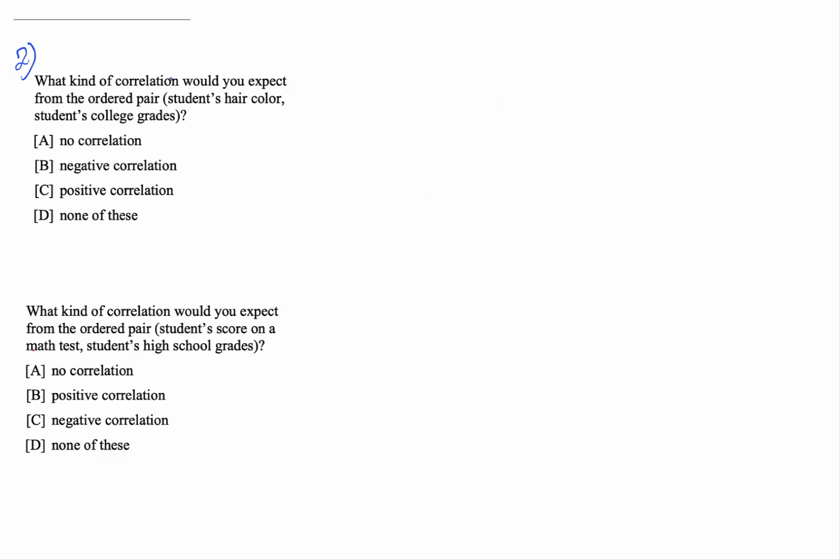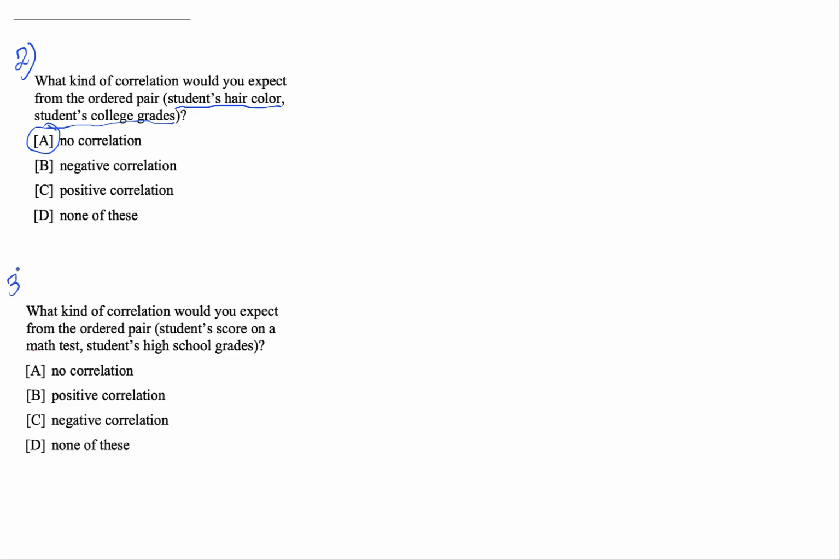What kind of correlation would you expect from the ordered pair? So notice what they're comparing. A student's hair color to a student's college grades. Would that be no correlation, negative correlation, positive correlation? None of these. Now, a student's hair color does not provide evidence of a student's college grades. So hair color has nothing to do with college grades. So the answer here would be no correlation. Whether you're a redhead, a blonde, that does not depict your college grades.